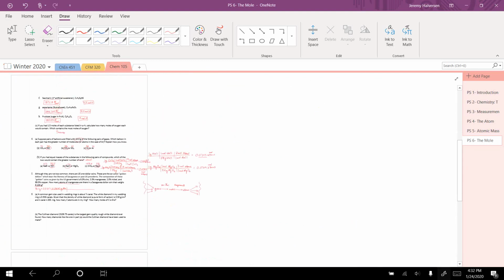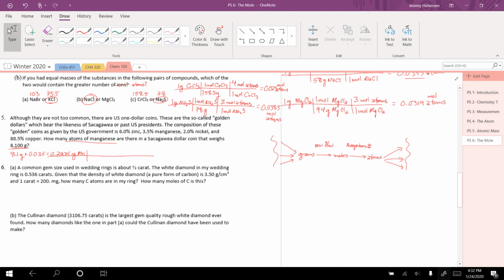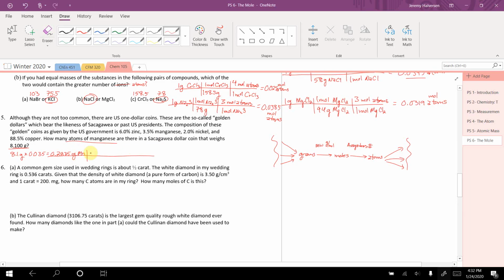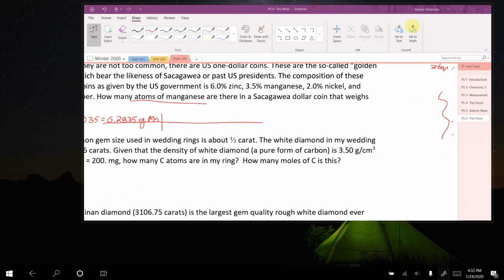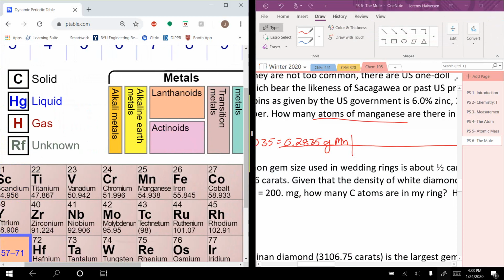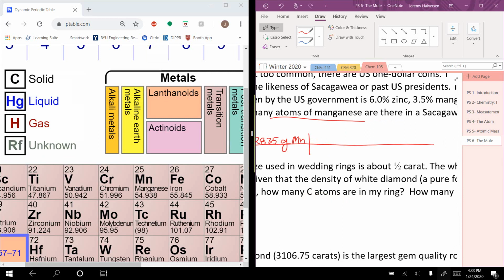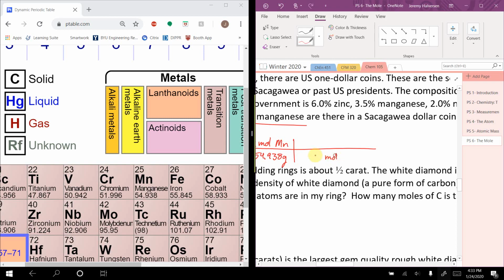Okay, so that process isn't going to change. You're going to do it the same way every time. So in this case, we're starting with grams of manganese. We're trying to get to atoms of manganese, so we're going to have to go through this process. So the first thing is to use the molecular weight. Molecular weight of manganese is right there on the periodic table. So we know 1 mole of manganese weighs 54.938 grams. And then we're trying to get to atoms. We know that 1 mole of manganese is 6.022 times 10 to the 23rd atoms of manganese.